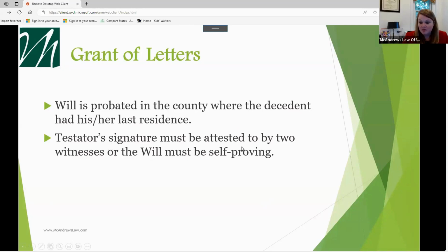To be self-proving, the will needs to be signed by two witnesses who are asserting that you're over 18, you're not under any undue influence, you're signing this will of your own free will. And then they sign, and then that's notarized. If you have that self-proving affidavit, you don't need to produce witnesses at probate. I would say that most wills that people go to attorneys for are self-proving at this point.